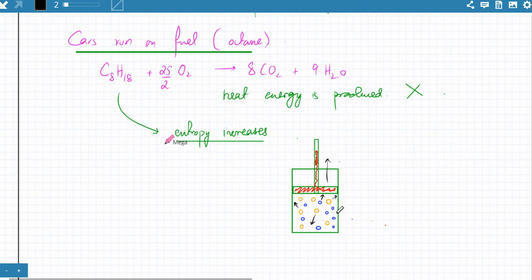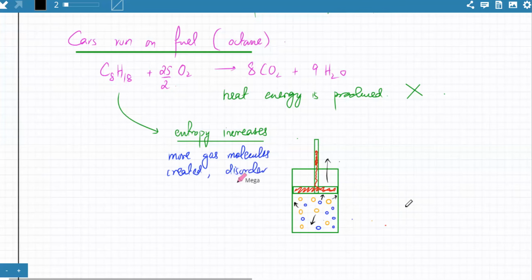And the disorder that's in it. If you have more gases, more disorder, the piston moves up. So that's how mechanical work is produced. Entropy increases, more gas molecules are created, and disorder increases, and that's why your car operates.